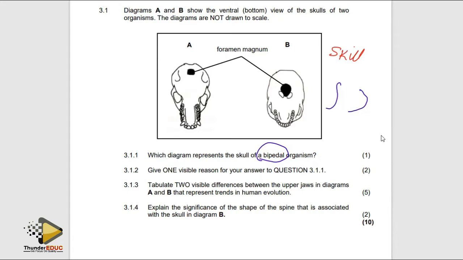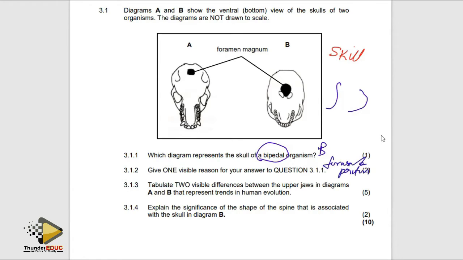So if you look at this, it's a little bit in the forward position. Don't say in the center. Center of what? Even this side can be the center if I measure from this side to this side. So the center, we say in forward position. Well, this one is a little bit backward, so it is not in the forward position like this. So it is backward, which means this is a bipedal organism. This one is the quadrupedal organism. They're saying, give one visible reason for your answer. The answer here is B. The reason is that the foramen magnum is in the forward position.